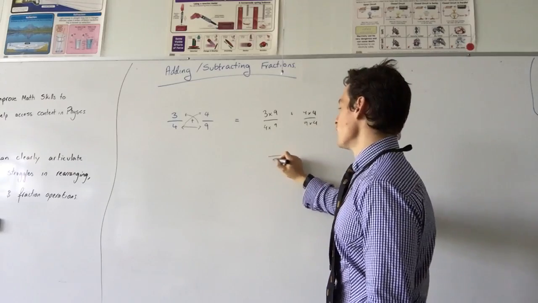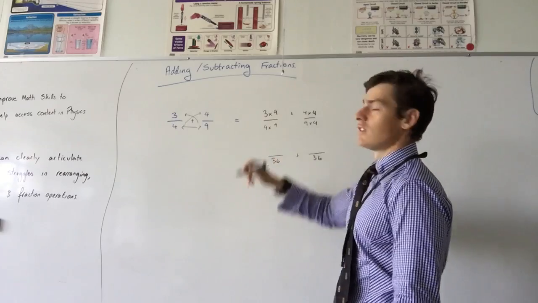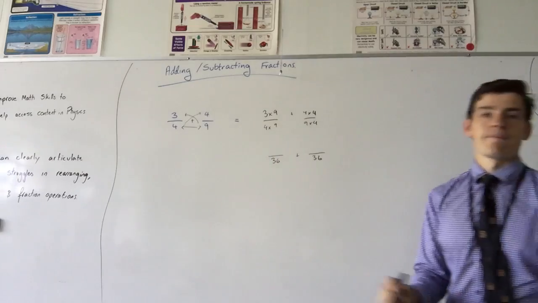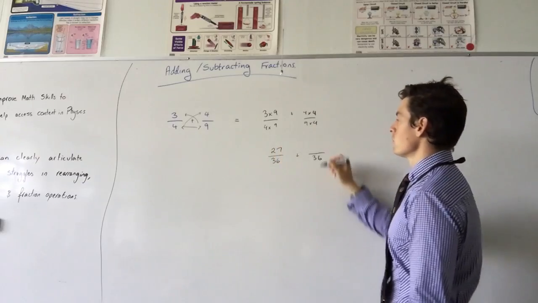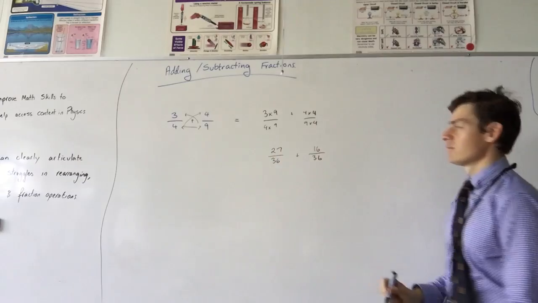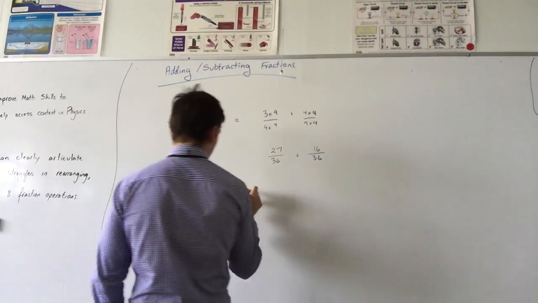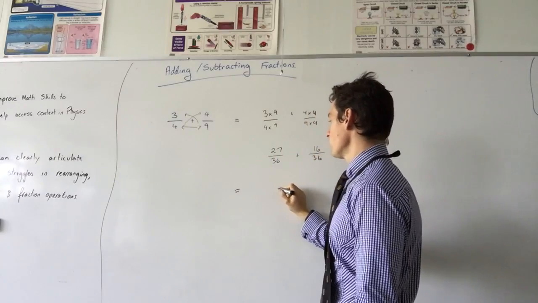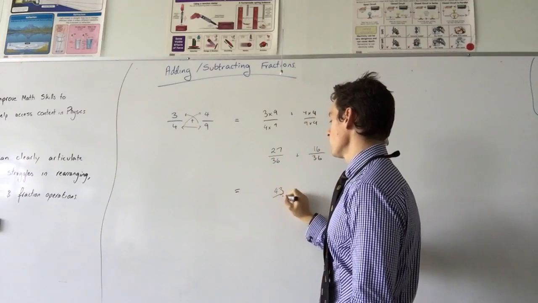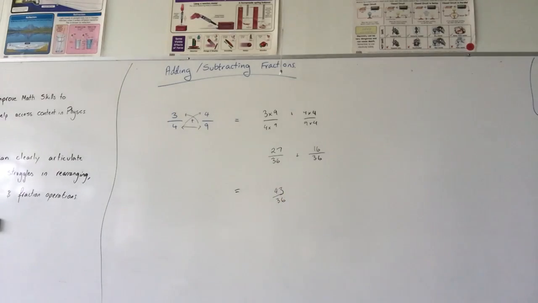36, very good. So I've got something over 36 plus something over 36. Left hand side, 9 threes, 27. 16. Now what do I do? Add them together first. Yep. 16 plus 27 is 43 over 36. And then what should I try and do at this point?